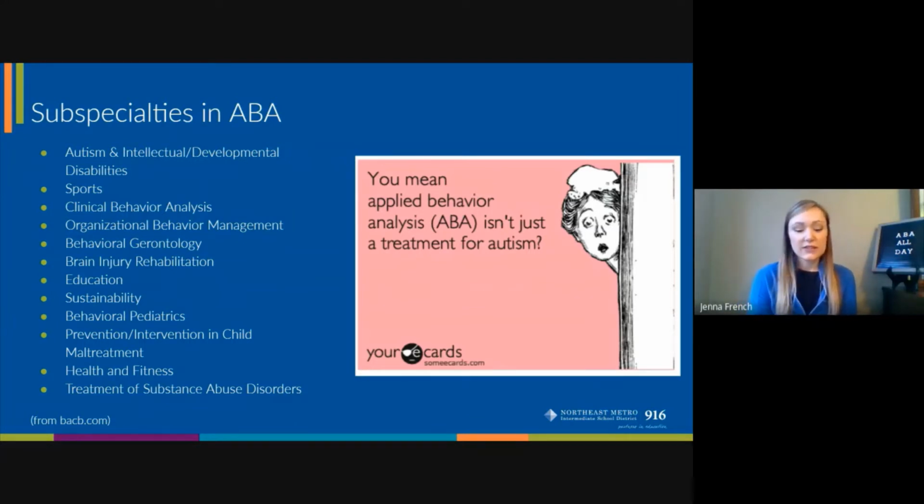The third one listed here is clinical behavior analysis, and that is when behavior analysts work with teams of mental health professionals to address different problems such as anxiety, depression, stress, relationship discord, substance misuse, chronic pain, disruptive behavior, impulsivity, inattention, tic disorders, and sleep disturbance.